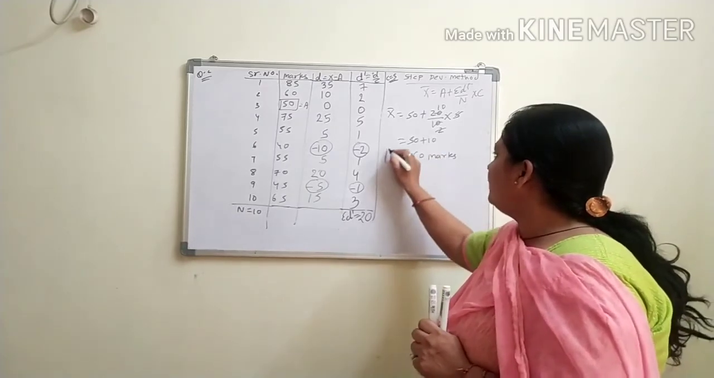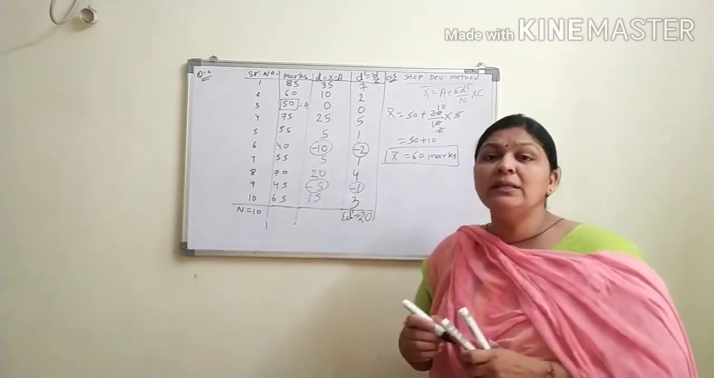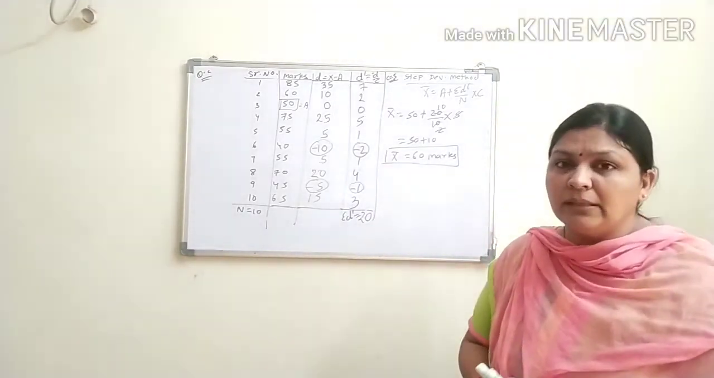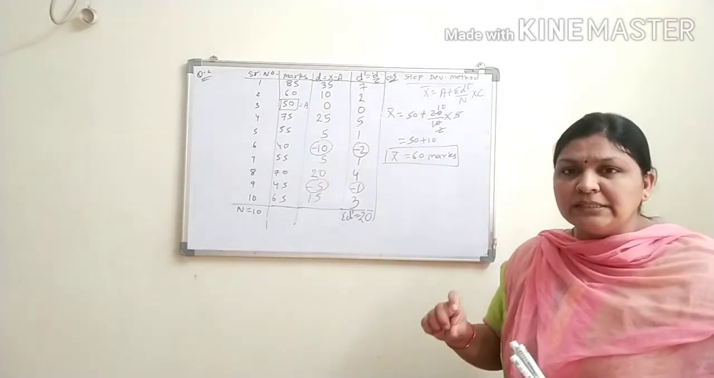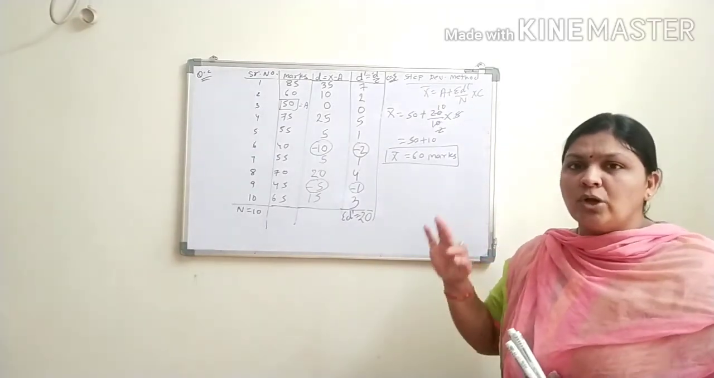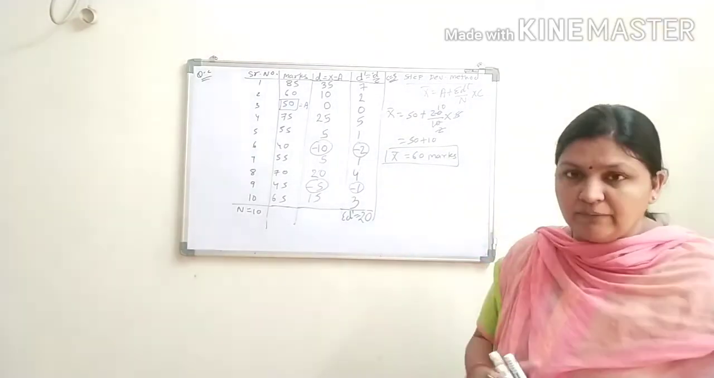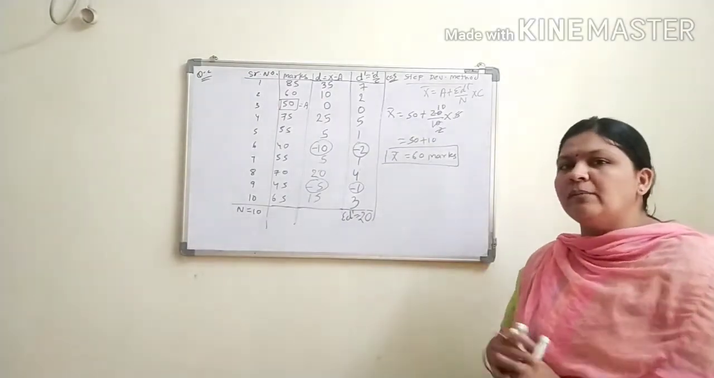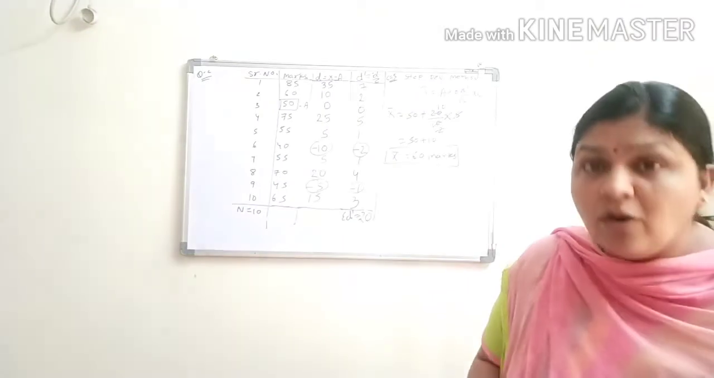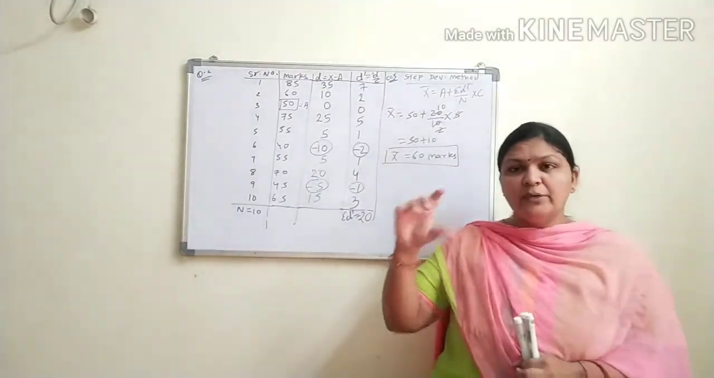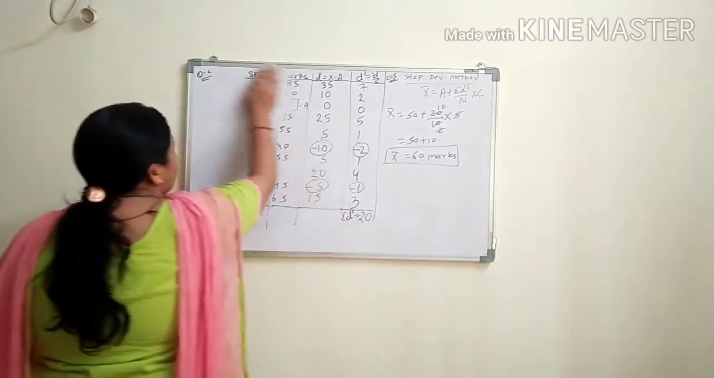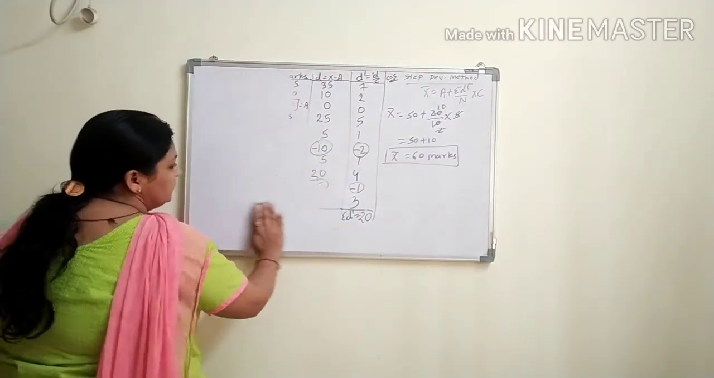Now this is the third method, and again your answer remains the same. Clear? So this is all about the three methods: individual series, direct method, shortcut method and step deviation method. Now we will do one more sum regarding these methods. We will take individual data and do this sum with the help of all these three methods.